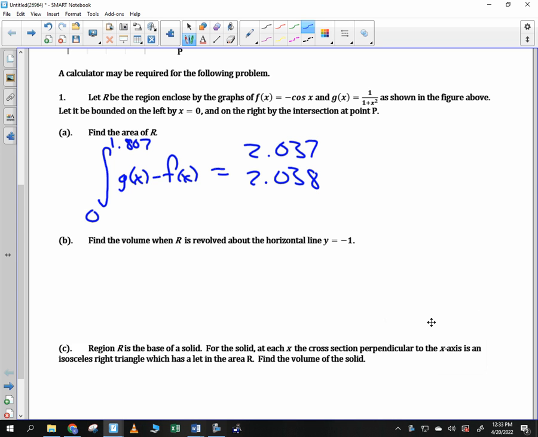You get the following points. You get 1 point for the integral. You get 1 point for the bounds. You get 1 point for the answer.